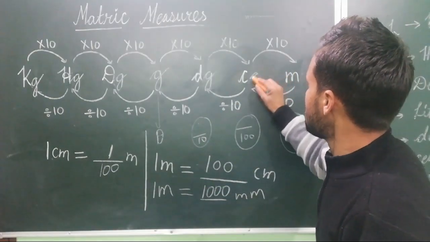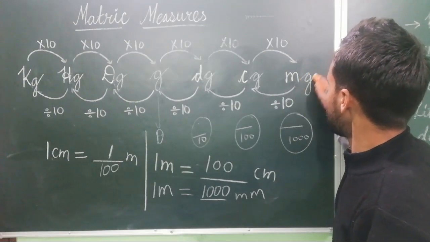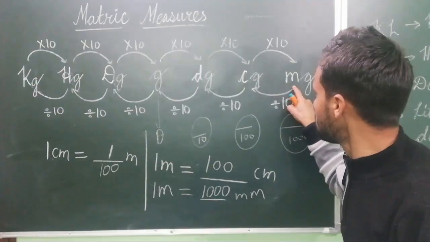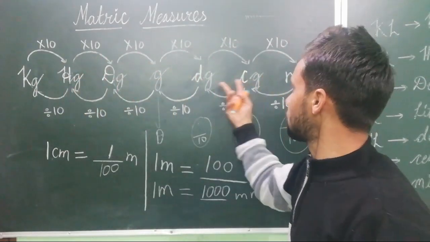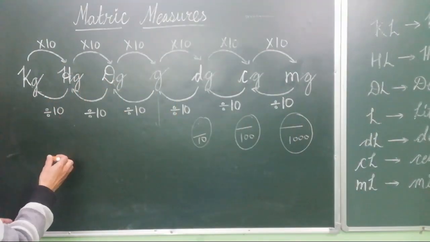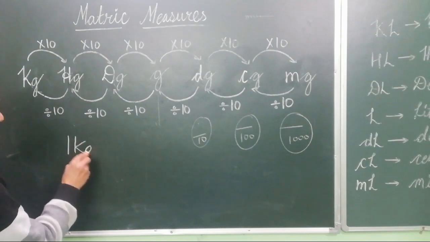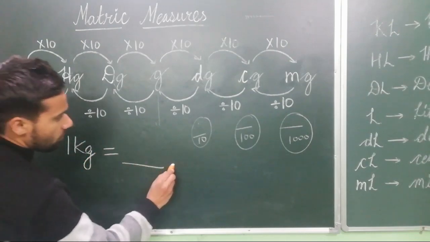Okay, centigram, milligram. These things you know very well: milligram, gram, kilogram. But these four things are new for you. If you want to convert 1 kg, 1 kg is equal to how many grams?